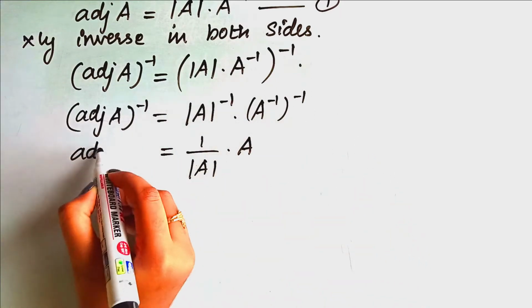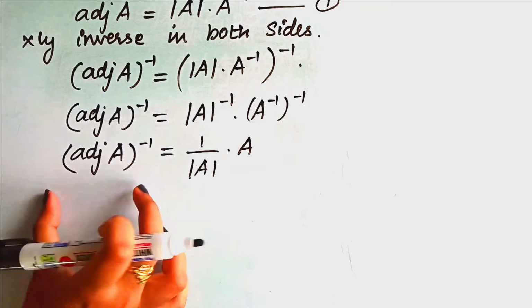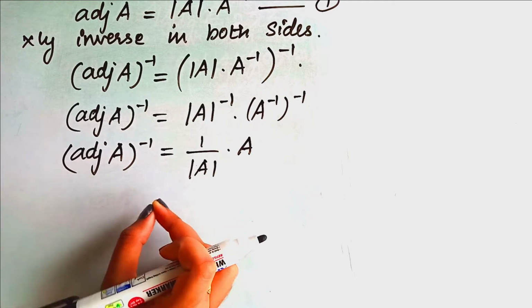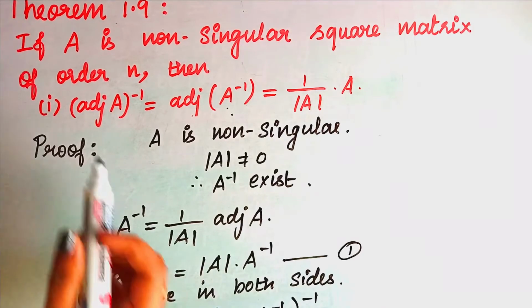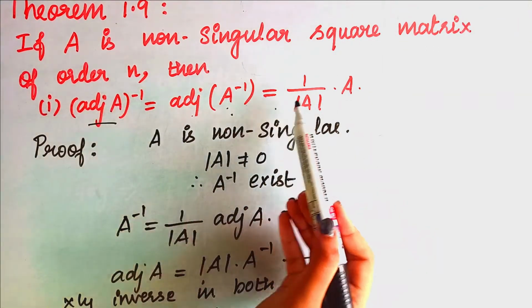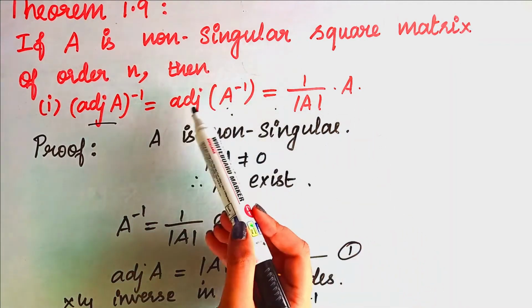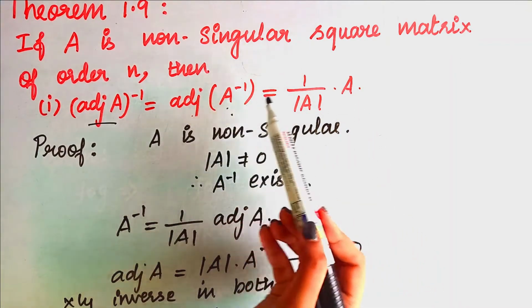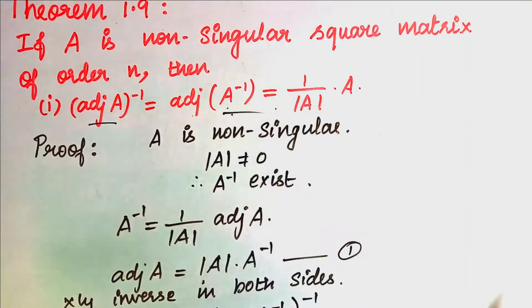Okay. So if you see, this is the first part which we have to prove, which is adjoint A, the whole inverse is equal to 1 divided by determinant of A into A. Now this is what we have proved. Adjoint A, the whole inverse is equal to 1 divided by determinant of A into A. Now we have to prove adjoint of A inverse is equal to 1 divided by determinant of A into A. So we are going to prove this.